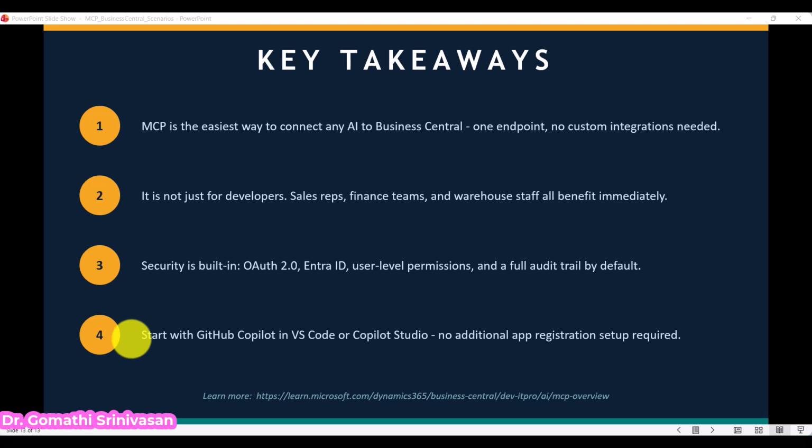Number three, security is built in. OAuth 2.0, Microsoft Entra ID, user-level permissions, and a full audit trail come standard, so you don't have to build any of that yourself. Number four, the fastest way to start is GitHub Copilot in VS Code or Copilot Studio. Both use pre-registered applications, meaning you can be up and running in minutes, not days.